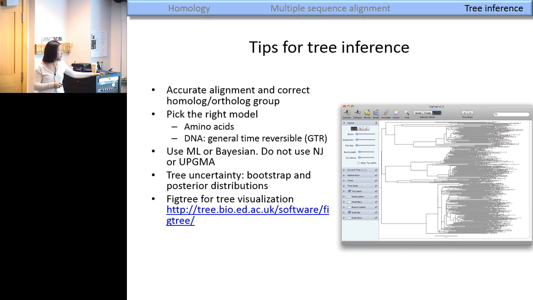And then there is a nice tool for visualizing your tree and checking whether everything makes sense. FigTree is a nice tool we use daily. You can color your branches and basically get publication-quality figures using FigTree, which is kind of nice.